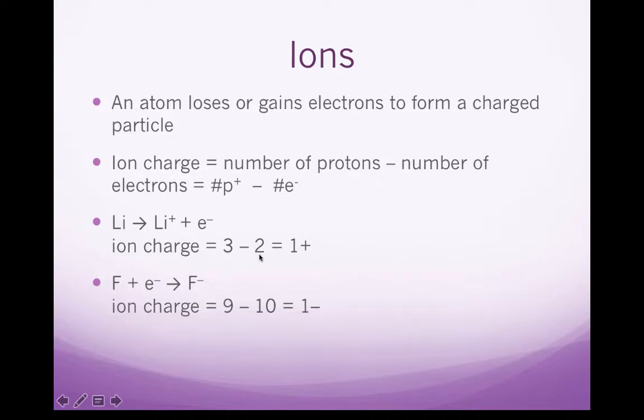We get the 2 because the uncharged lithium has 3 electrons, but since we lose 1 electron, now we're at 2. Then if you look at fluorine, fluorine gains an electron to form F minus. So its ion charge is -1. It has 9 protons, and fluorine normally has 9 electrons in the uncharged species, but we gained an electron, so we have 9 minus 10 equals -1.